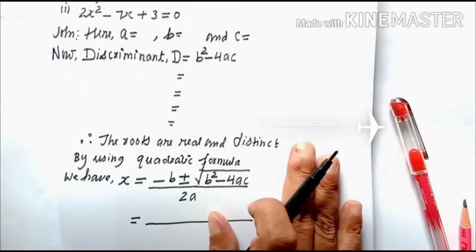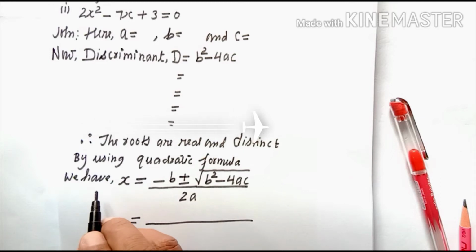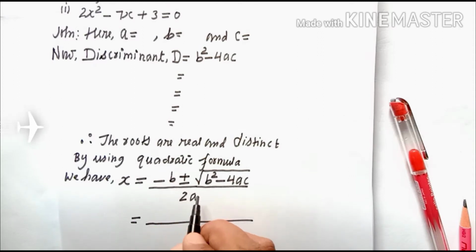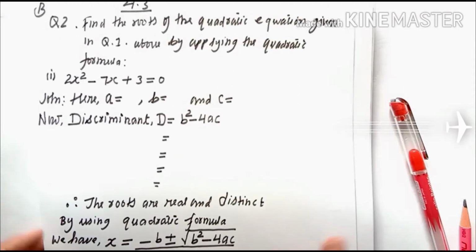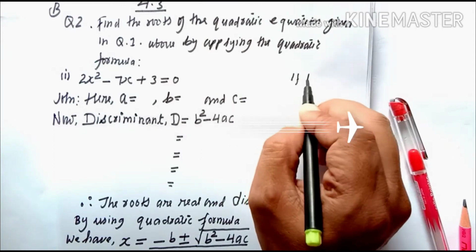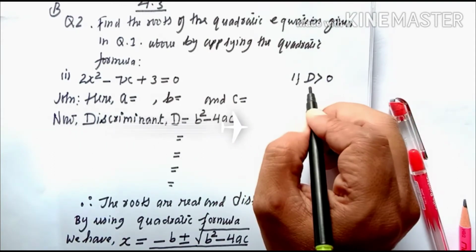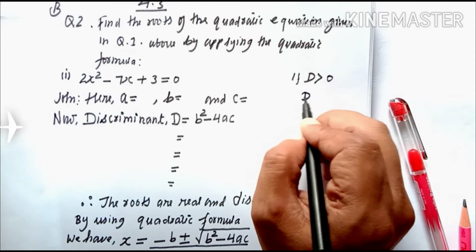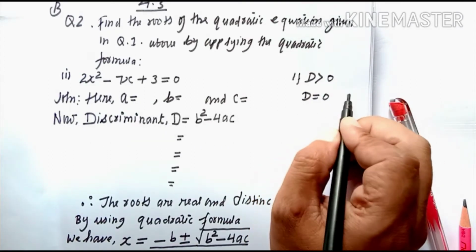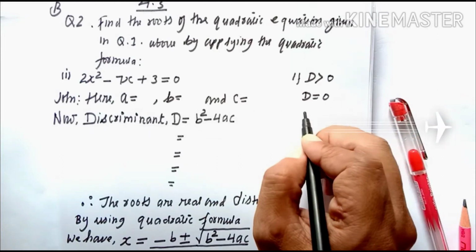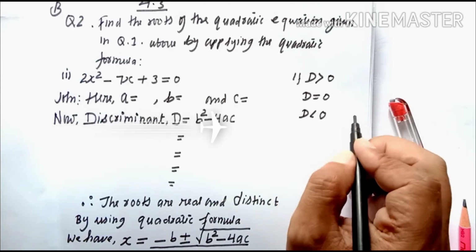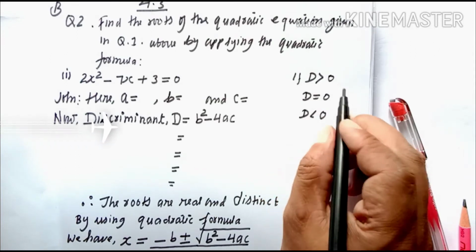And to find the roots by applying the quadratic formula, you'll have to remember the quadratic formula that says x equals negative b plus minus root over b squared minus 4ac divided by 2a. Apart from this, the nature of the roots: if D greater than 0, then the nature of the roots will be real and distinct. And the second case, if D equals 0, then the roots are real and equal. And the third one, D less than 0, that means it has unreal roots or no roots. So these 3 points you'll have to remember.